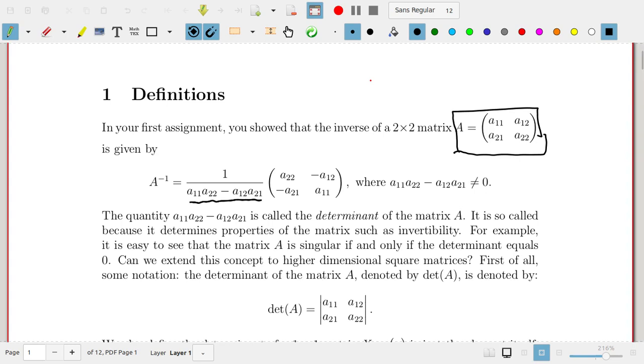A11 A22 minus A12 A21, times the matrix A22, negative A12, negative A21, A11. So what you did was basically you switch these guys and you give these guys minus signs. And of course, since this is in the denominator, this cannot be equal to 0. So this quantity that you have here, A11 A22 minus A12 A21, this is known as the determinant of the matrix A.